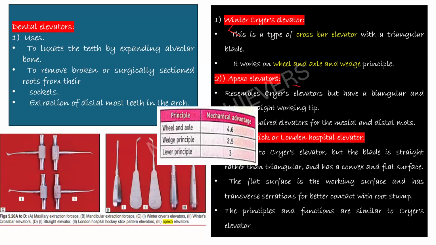Winter elevators are a type of crossbar elevator with a triangular blade, and they work on the wheel and axle and wedge principle. Apex elevators resemble these elevators but have a biangular blade, somewhat like this. Thereby we will be elevating the teeth. Also, the London hospital elevators are used to replace the cryo elevators, but the blade is straight rather than triangular and has a convex and flat surface area.